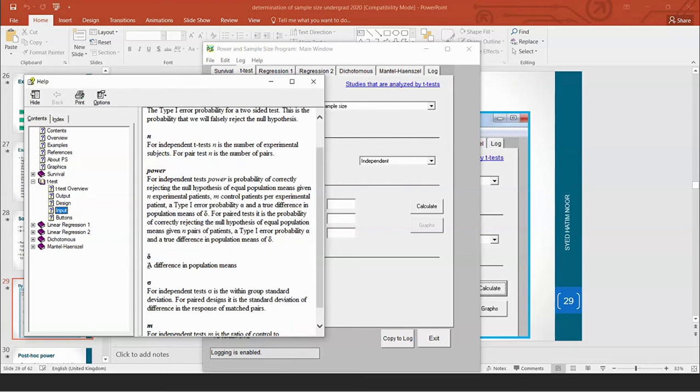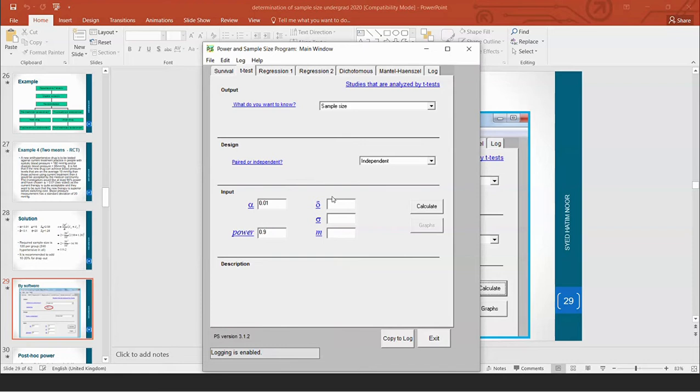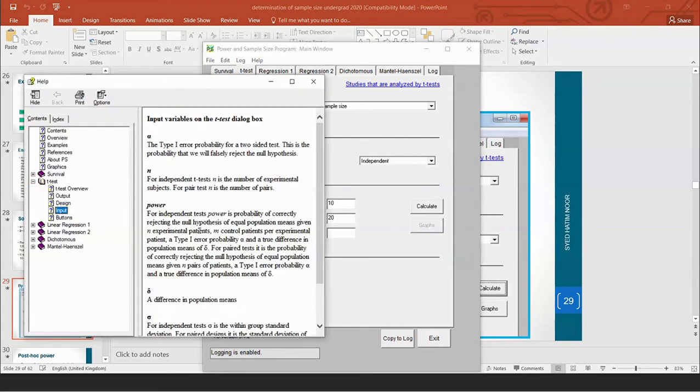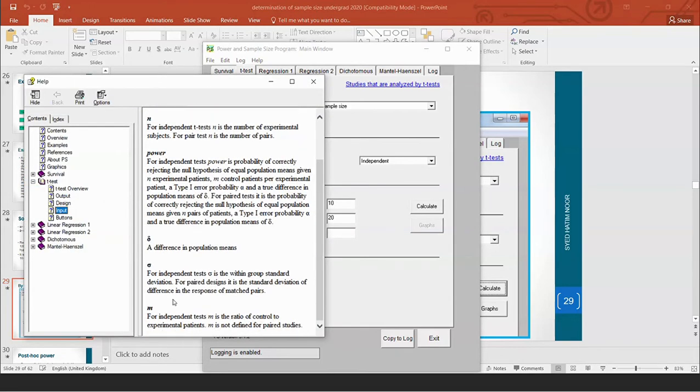That one means a difference in population mean. So the difference here is 10. Standard deviation is 20. What is M? M is the ratio. If you see, you can read the M. M is the ratio of control to experiment.